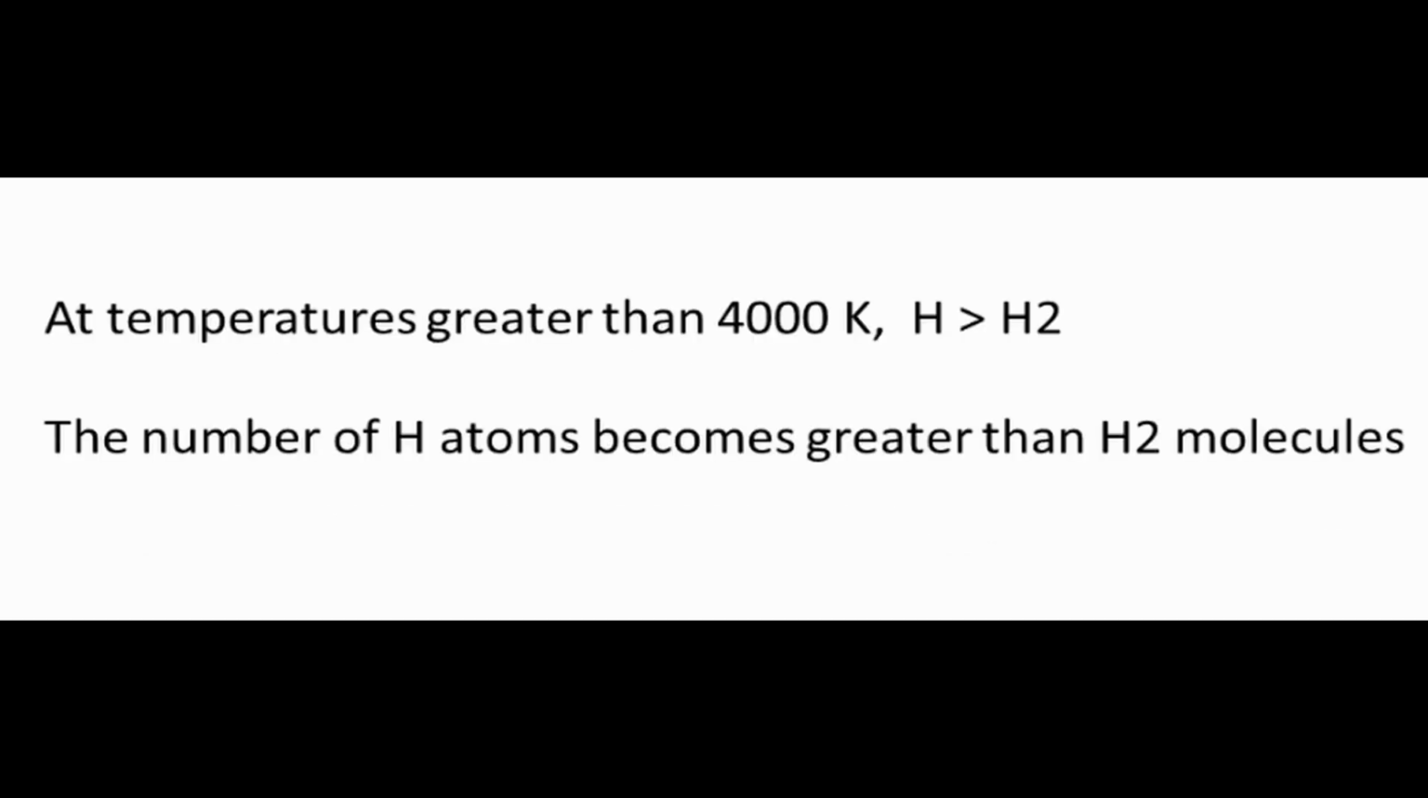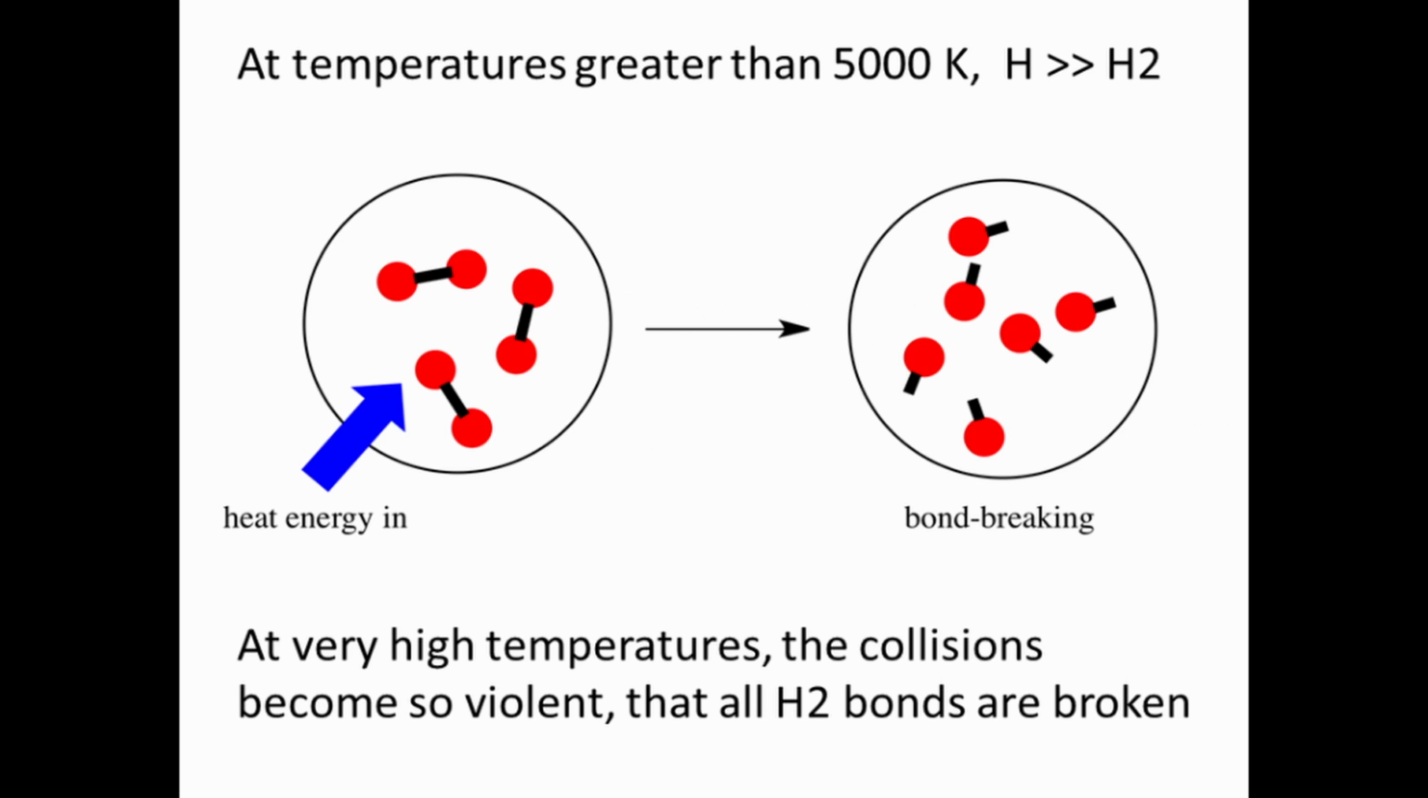At still higher temperatures, the number of free hydrogen atoms in the vessel may exceed the number of hydrogen gas molecules in the vessel. At very high temperatures, the collisions between the particles will become so violent that all or almost all of the molecular hydrogen will dissociate into individual hydrogen atoms. We can look at another example of calculating mole fractions from a known temperature and pressure.